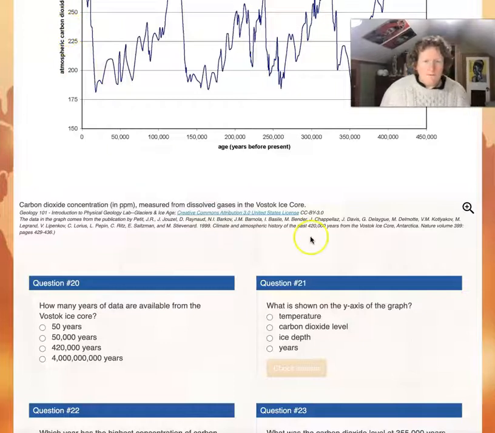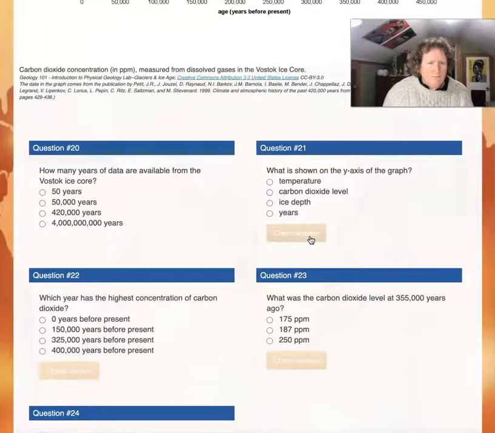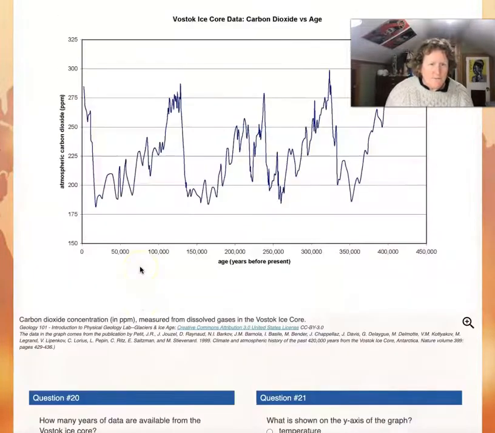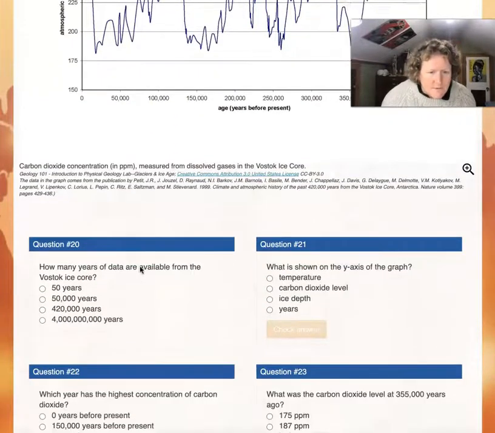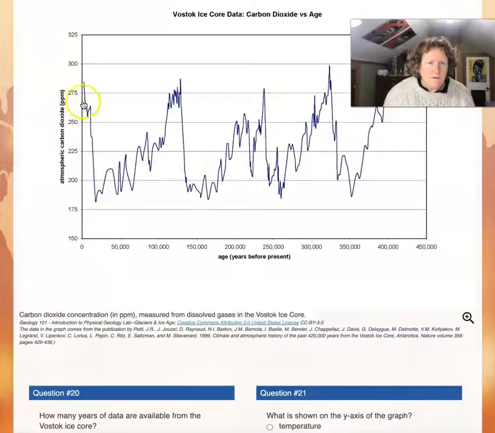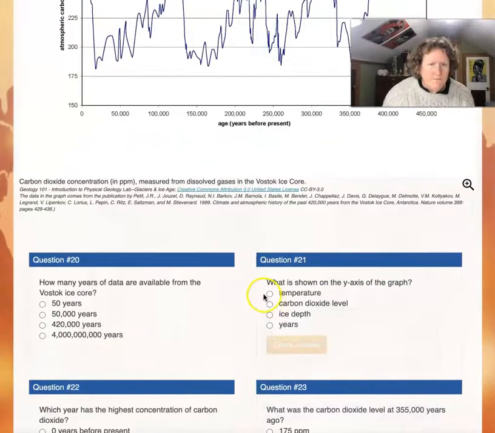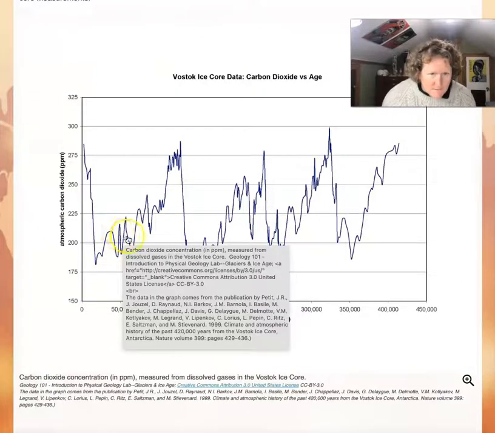Read the label. Which year had the highest concentration of carbon dioxide? 0 years before present. That'd be right here. 50,000 years before present. That'd be right here. That doesn't seem very high to me.